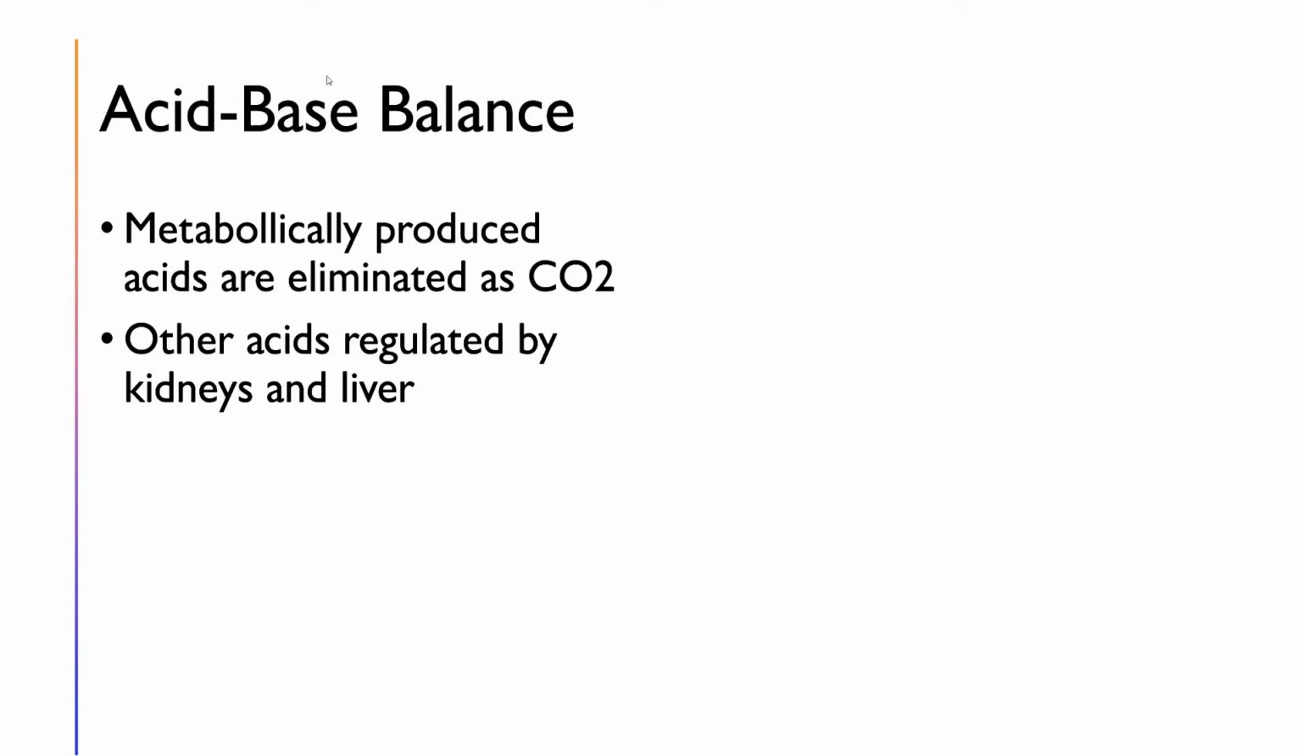Lastly, we briefly mentioned this a few times, so I just want to reiterate it. The lungs are responsible for regulating blood pH, also called our acid-base balance. Most metabolically produced acids are eliminated as CO2. Carbonic acid is the most common blood acid, and it hydrolyzes and becomes bicarbonate ions, from which CO2 can be taken off and exhaled. So most of our acid removal is done in the form of exhaling CO2. Other acids are regulated by the kidneys and liver, but the lungs are a big part of maintaining this acid-base balance.